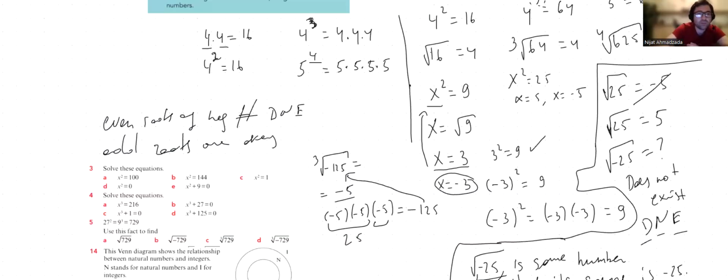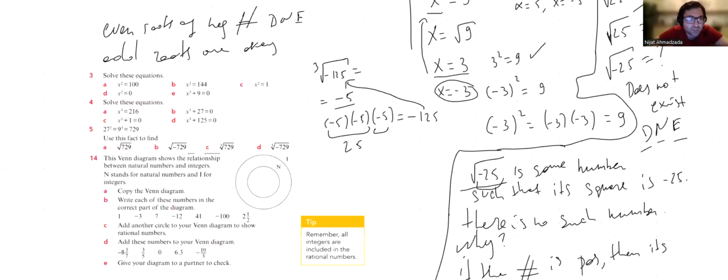Okay, now let's try to solve some questions. Let's say 3a. 3a says that x squared is equal to 100. Then x is equal to the square root of 100. Then x is equal to 10.